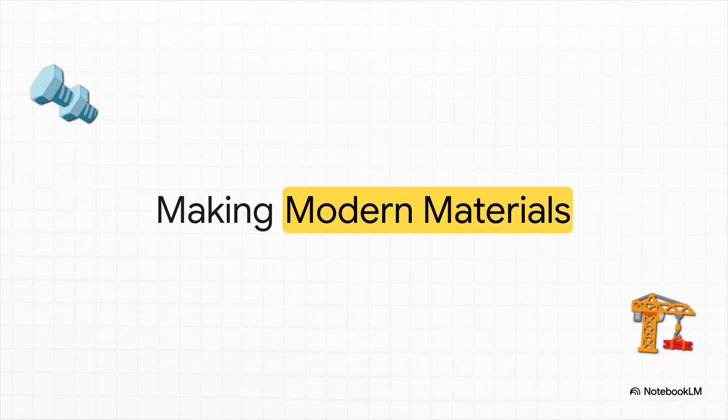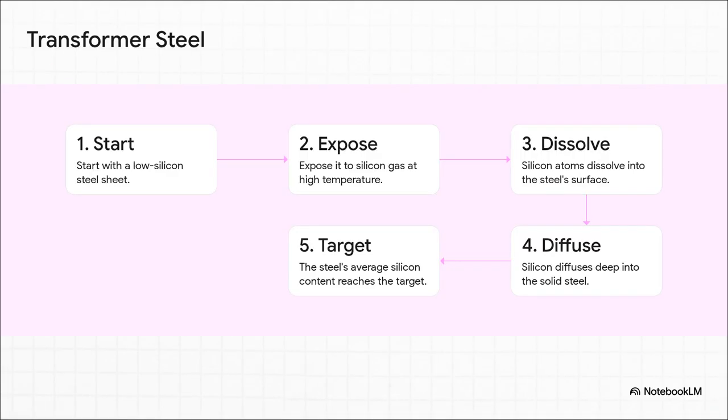Okay, so mass transfer isn't just about medicine. It's also critical for making the high-tech materials that basically power our entire world. A perfect example is the specialized steel they use in electrical transformers. So how do you actually make this stuff? It's pretty wild. You can't just melt steel and silicon together and hope for the best. Nope, you have to use mass transfer within a solid.